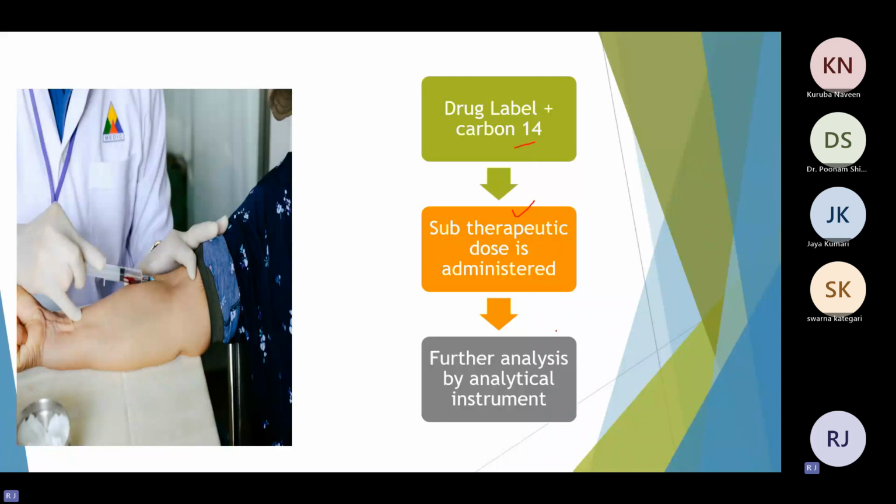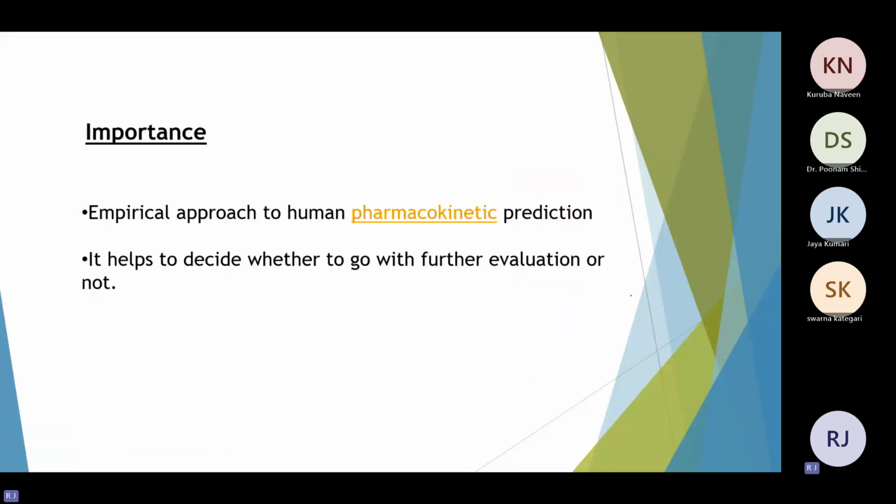Then with the help of some analytical instrument, we will determine the distribution of the drug in the body. Then we will take the blood sample, urine sample, and so on. Then we'll see how well the drug is metabolized, or how well the drug is going to be excreted by the body. Okay, by doing this, we can determine the PK parameters very well compared to the preclinical models. Okay, any questions so far? Is everybody clear on what phase 0 is and whatever we have learned so far?